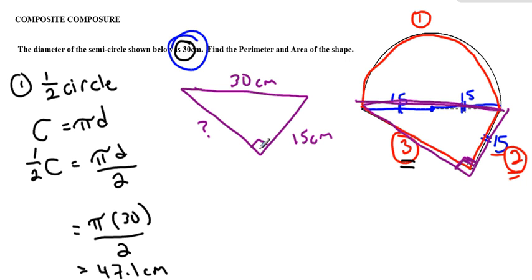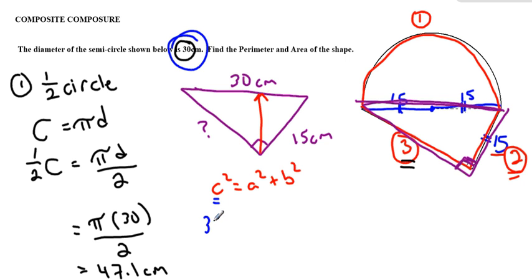Because it's a right angled triangle, we can use the Pythagorean Theorem. The Pythagorean Theorem tells us that c squared equals a squared plus b squared. Just a reminder, this formula is not given to you, so you do have to have it memorized. And the important thing about using the formula is that the number that goes here for c has to be the hypotenuse, which is the side opposite the right angle.